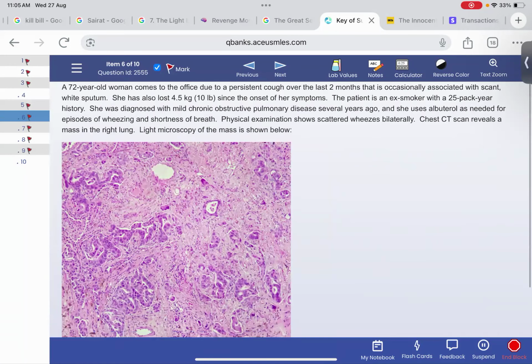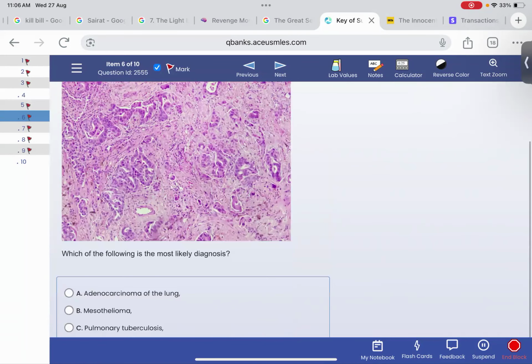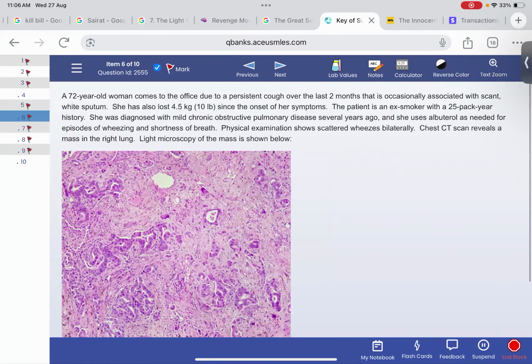This hamartoma is actually a remnant of lung tissue. It's a benign condition, so we just find it accidentally. Yes, it's accidentally diagnosed.